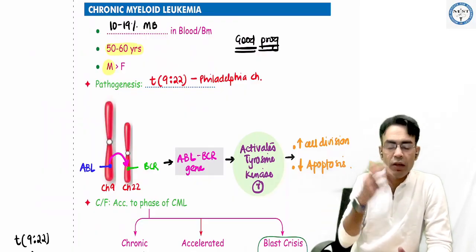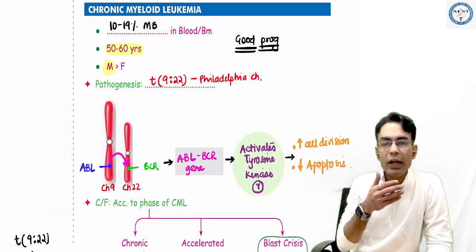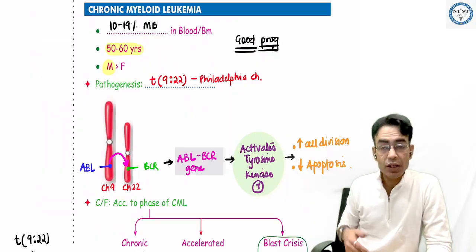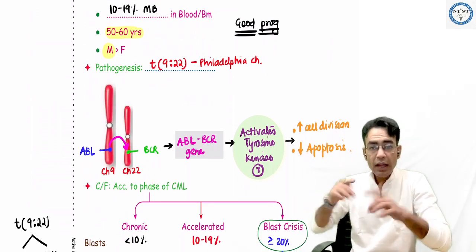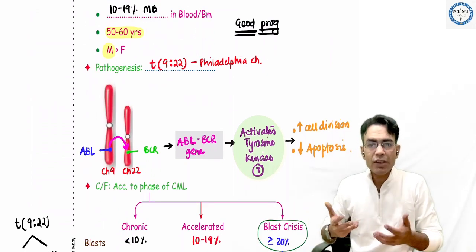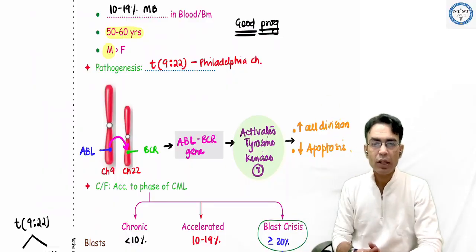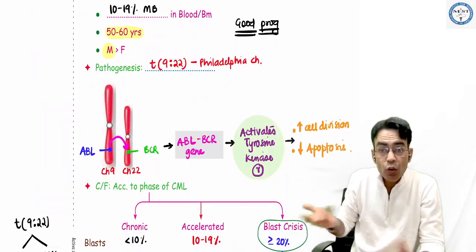Okay. So on chromosome number 9, you have your ABL gene, and on 22, you have your BCR gene. So you will have ABL-BCR translocation, which will activate your tyrosine kinase receptor, where the cell division will increase, apoptosis will decrease. So whatever cells you're making, they're not being killed and they're being accumulated inside the body. And all these cells, there's no maturation arrest.